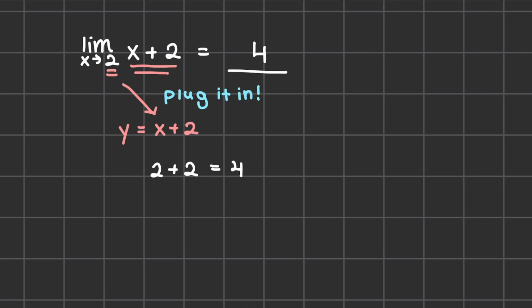So let's do one that's a little more complicated, but not too much, just to get the hang of it. Limit as x approaches 6 of x squared plus 2 over x. Oops, over x.